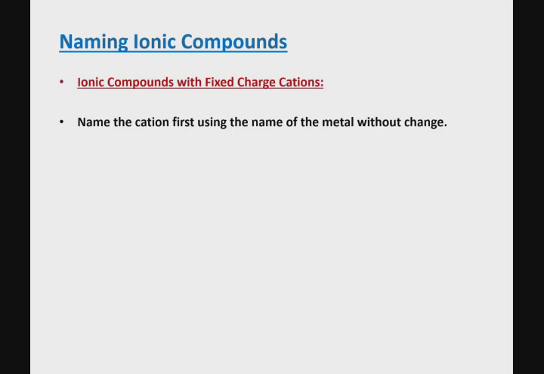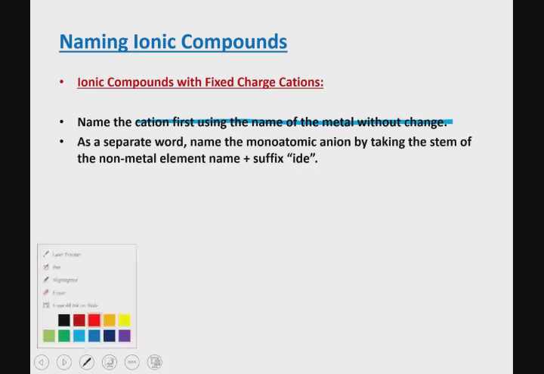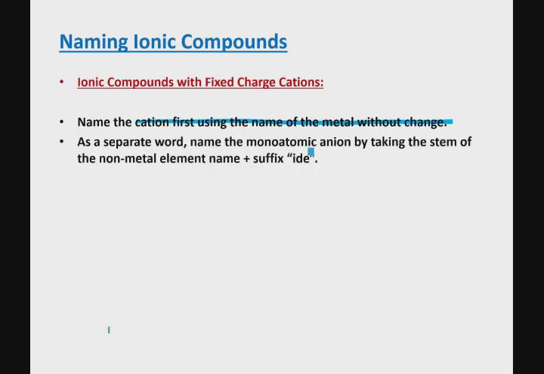These compounds are named following very simple steps. The cation is named first because it appears in the chemical formula first. The cation for such compounds is named simply by naming the metal that was used to make that ion. Following that, we then name the anion as a separate word. We name the anion by taking the name of the non-metallic element that makes that anion. We take the stem of the name and then attach the suffix "ide." And I'll show you what we mean by that in just a minute.